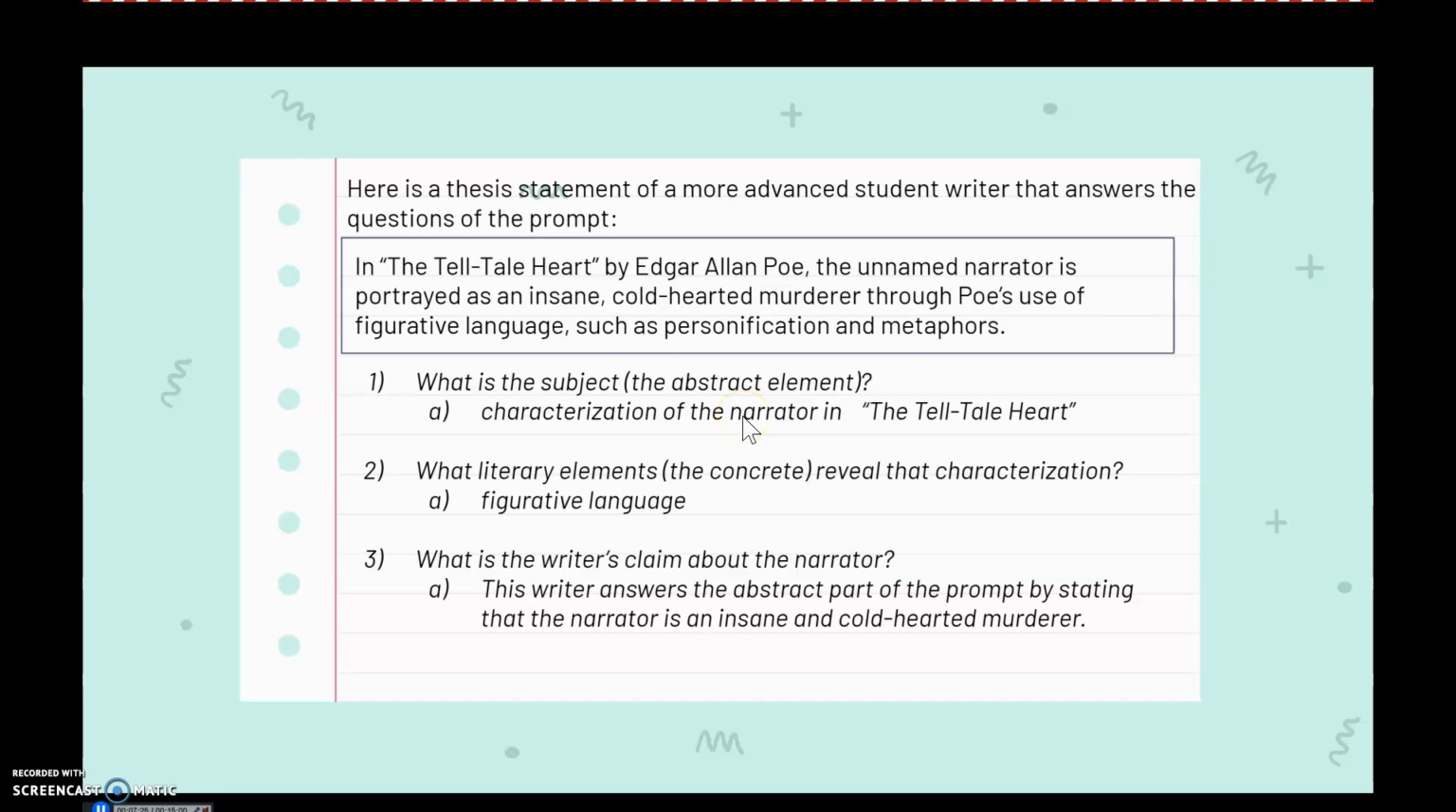What is the abstract element in this thesis statement? It's the characterization of the narrator. And what literary elements reveal that characterization? What's the concrete? Figurative language, but you could even say specifically personification and metaphors. And then third, what's the writer's claim about the narrator? What is their opinion? What do they believe? The writer answers the abstract part of the prompt by stating the narrator is an insane and cold-hearted murderer. So this is their belief right here that they are going to try to prove in the rest of the essay.